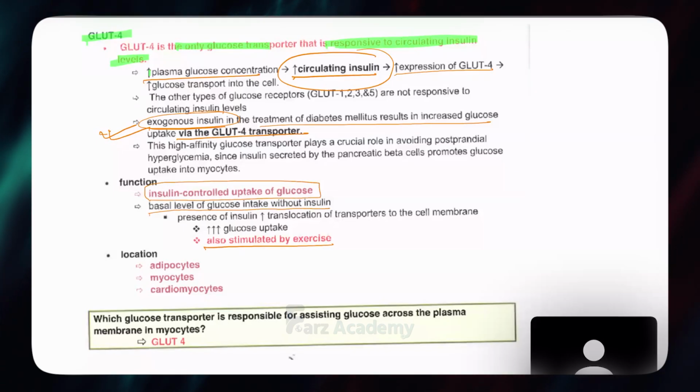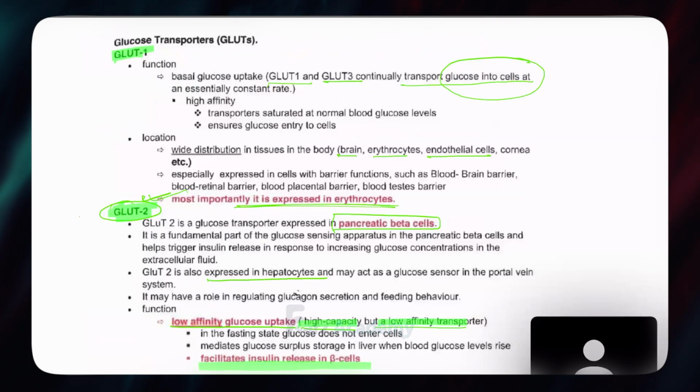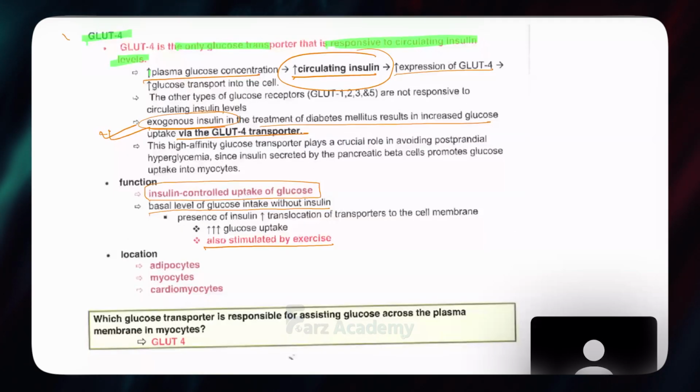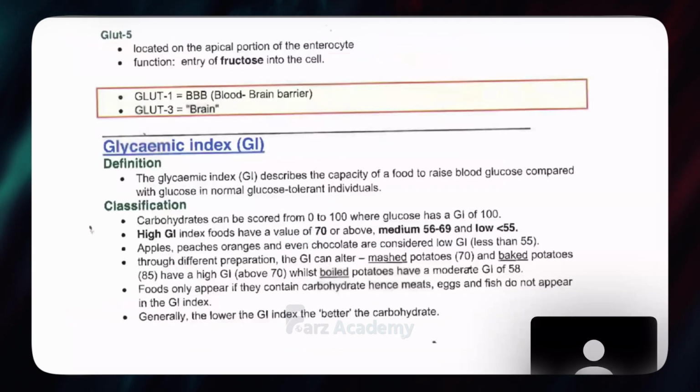So GLUT2 is the one present in the pancreas. GLUT4 is the one responsible for the circulating insulin as well as the exogenous insulin. As you can see, all these have previously been asked in the exam. This is usually something you don't give much importance, but it is asked in the MCQ, especially in part 1.